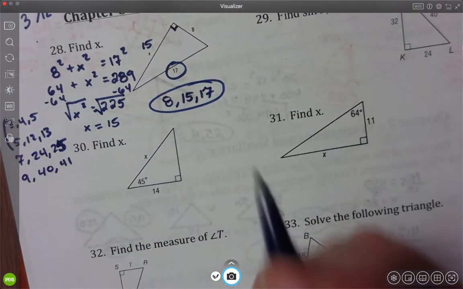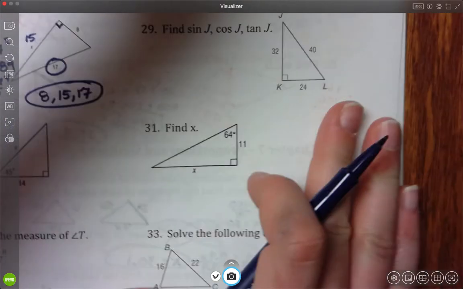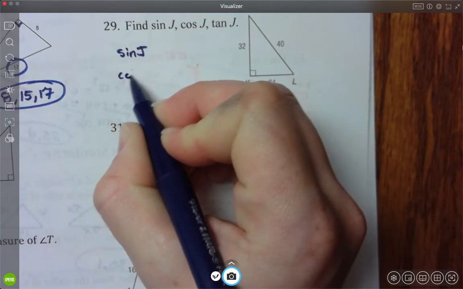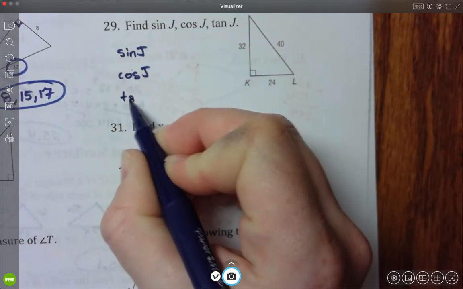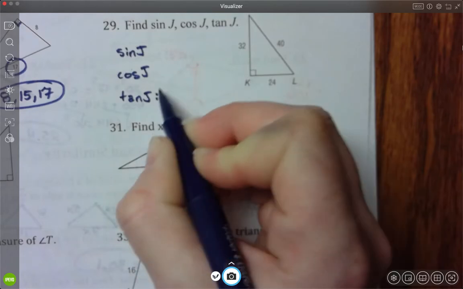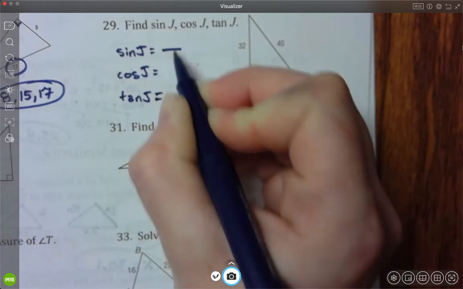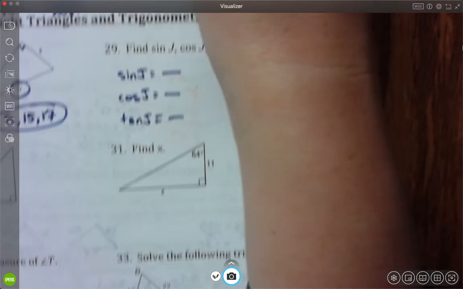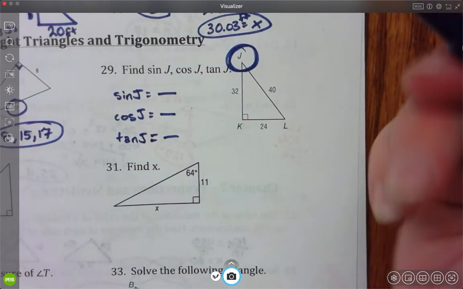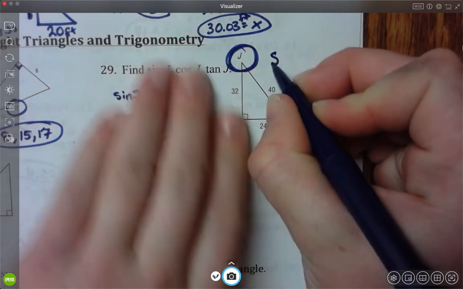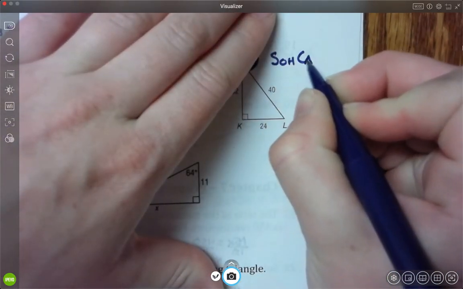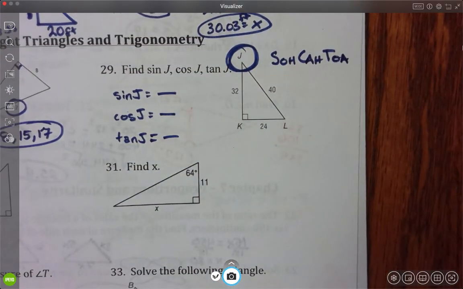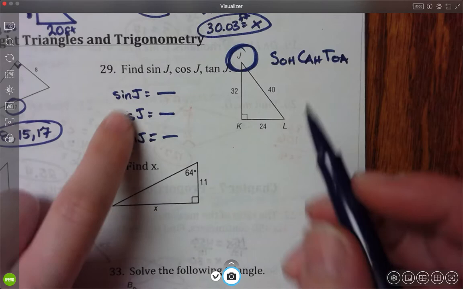So there is that. Okay, they want us to find sine of j, cosine of j, and tangent of j. And we'll do this. And they want us to write them as a fraction. Okay. So j is this angle up top here. That's the important part. That's what we're looking at. Okay. And if you want to write out your SOHCAHTOA, SOHCAHTOA. Okay. All right. Sine is going to be opposite over hypotenuse.